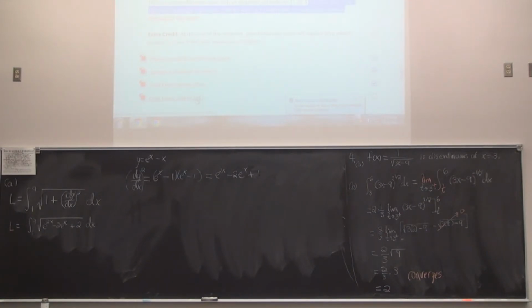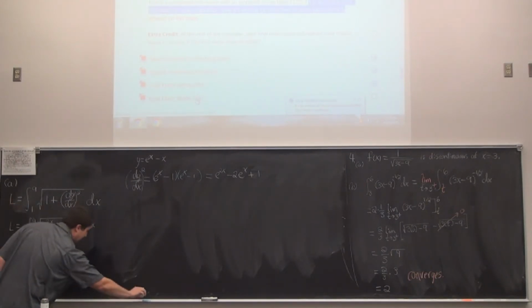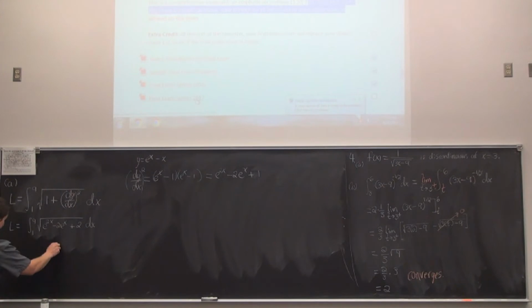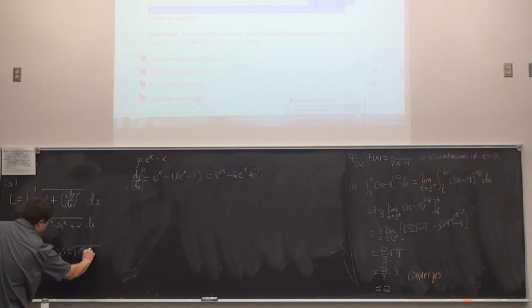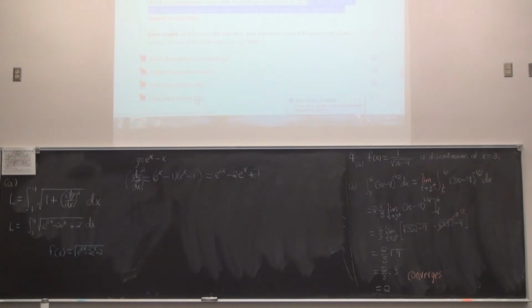The next process is we're going to approximate it, but let's record this very key fact that will expedite writing down all the details on the final exam. The integrand is f of x equals the square root of e to the 2x minus 2 e to the x plus 2. So just writing this down indicates to me what the integrand is, so that I know exactly what's going to be approximated.